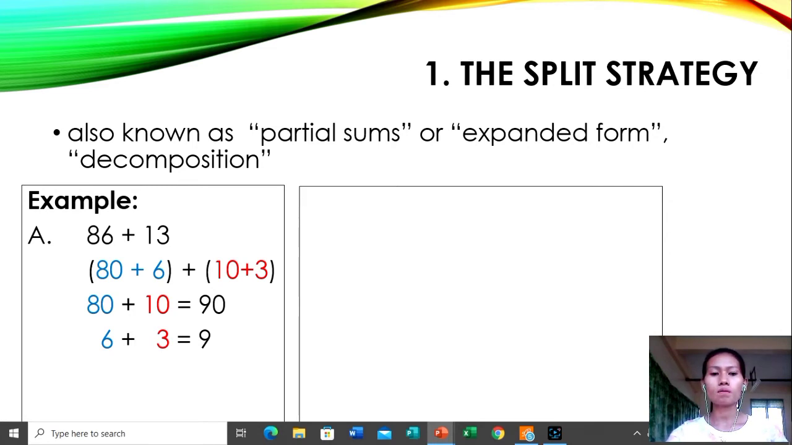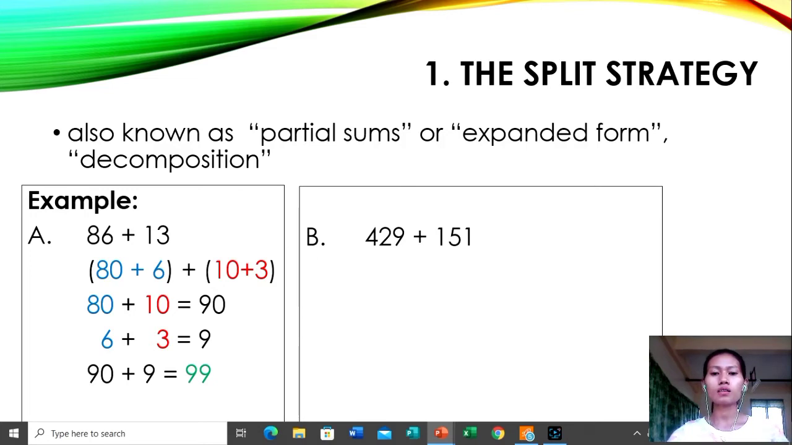So after po nating ma-add each place value, i-add po natin yung mga results. So 90 plus 9 is equal to 99. So the sum of 86 plus 13 according to the split strategy is 99. So let us have another example, 429 plus 151.